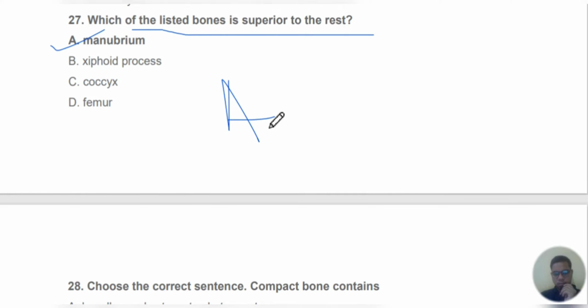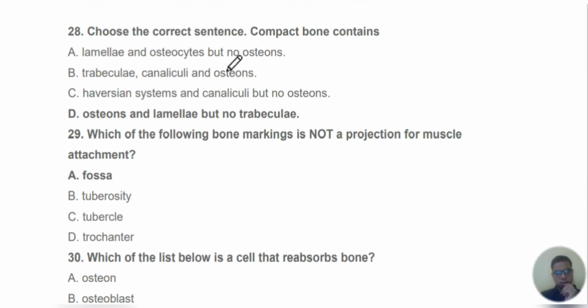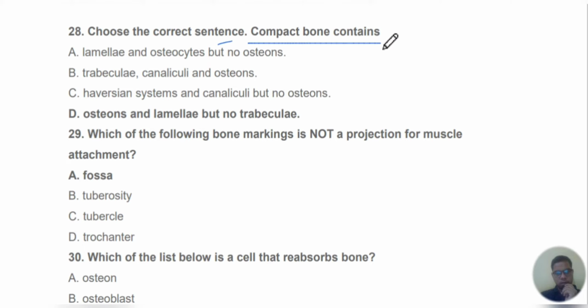Next is 28th question number. Choose the correct sentence. Compact bone contains, the answer is D, osteon and lamina, but no trabeculum.